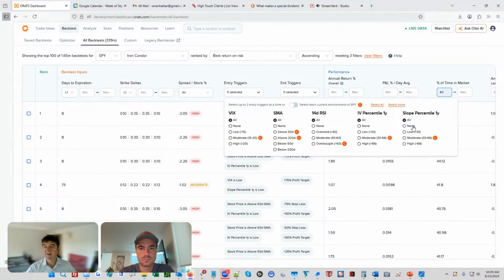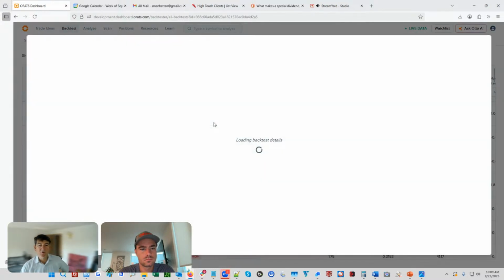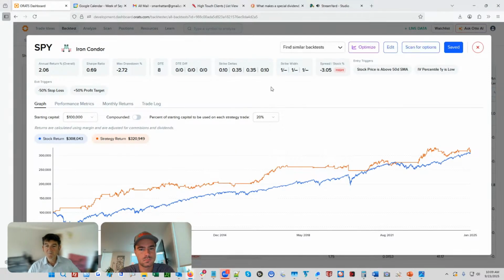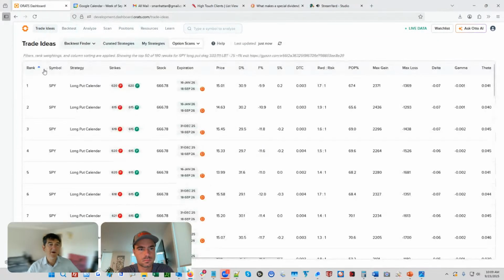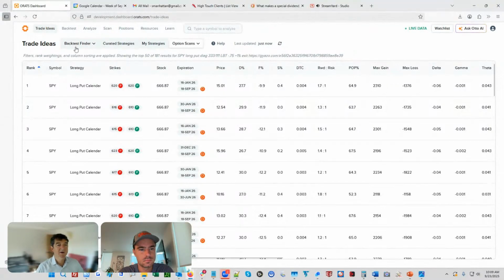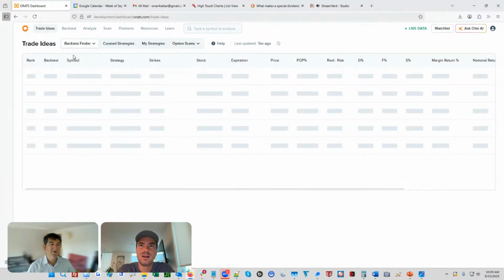Slope percentile, that's the skew, how much the puts are above the calls. And so where these C's are, that's the current market. So RSI is overbought, for example. And what we'll do is we'll only show backtests that meet these criteria. Is the stock above the 50-day? Is the IV percentage low? And then we will show these in the trade ideas. Was that clear enough for that part, Tyler?